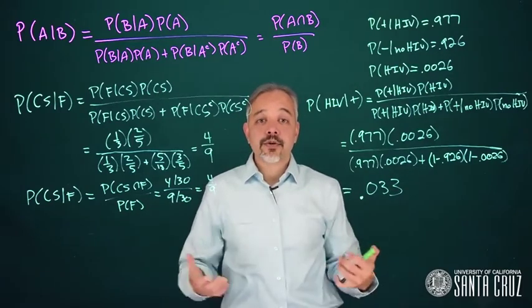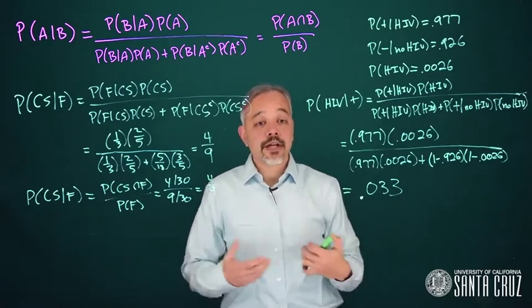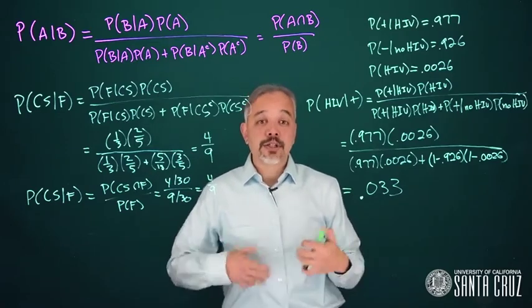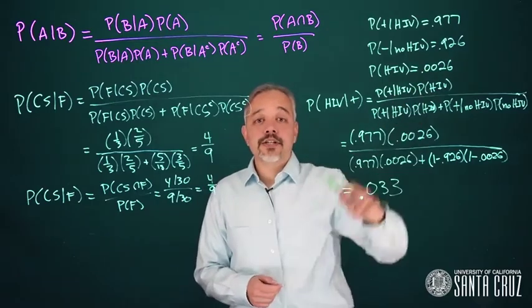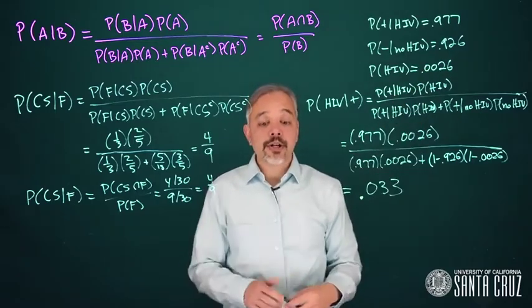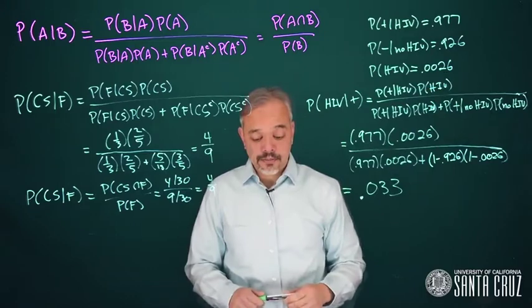This obviously has important policy implications for things like mandatory testing. It makes much more sense to test in a subpopulation where the prevalence of HIV is higher, rather than in a general population where it's quite rare.